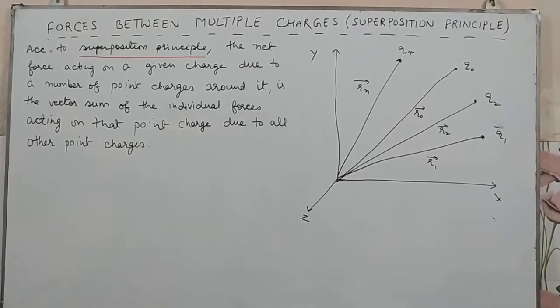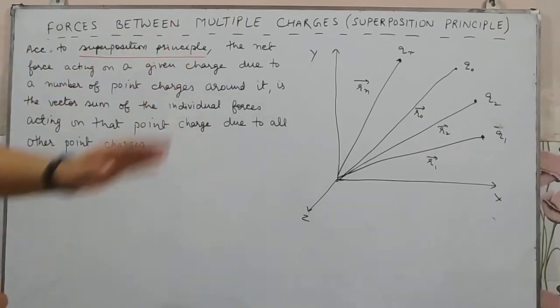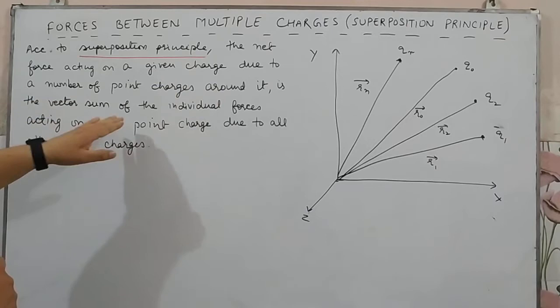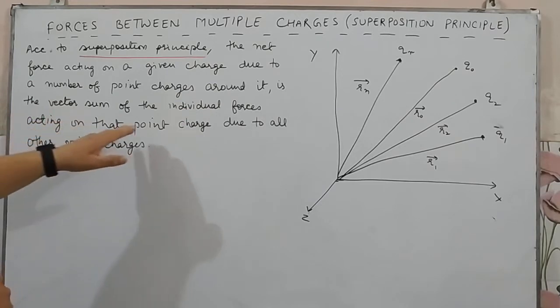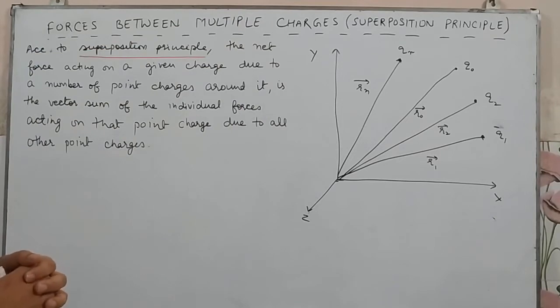Here I am defining the superposition principle. According to the superposition principle, the net force acting on a given charge, in this case the given charge we have taken is q0, is the vector sum of individual forces acting on that point charge due to all other point charges around it. So this is the statement of the superposition principle. Now we write the expression for the result of this principle. Let us discuss how it has to be used.